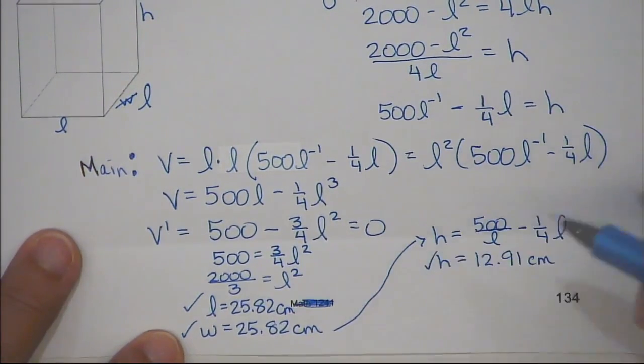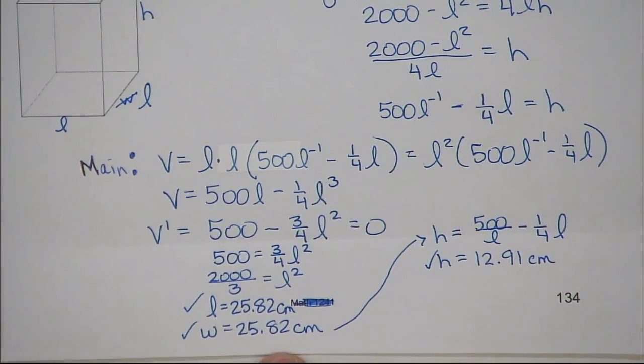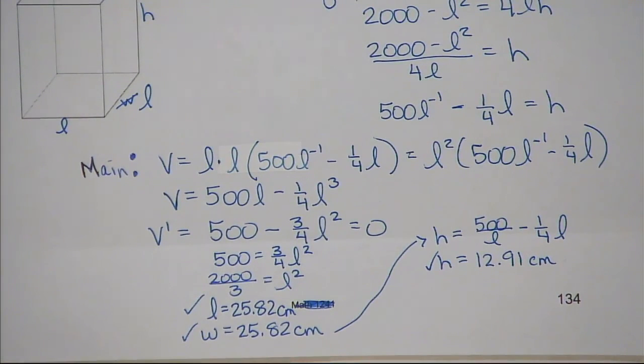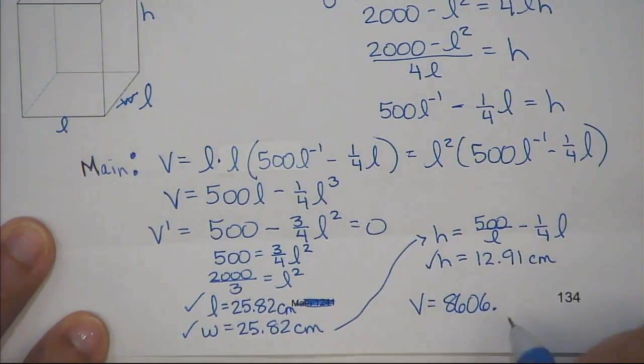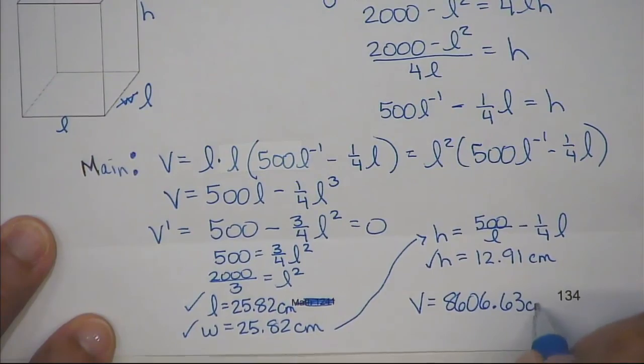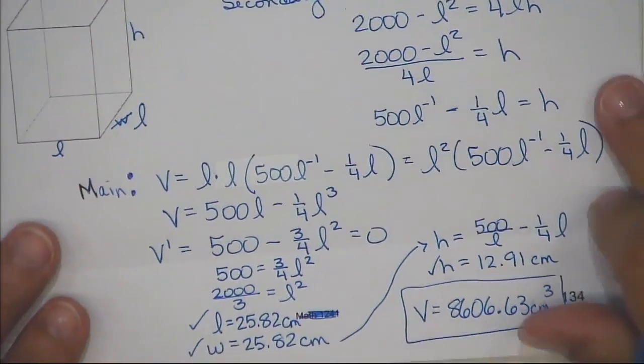All right, so there's your 3 dimensions. So then find the volume. We're just going to multiply those 3 numbers together. So 25.82 times 25.82 times 12.91. So 8606.63. And that'll be cubic centimeters. Okay.